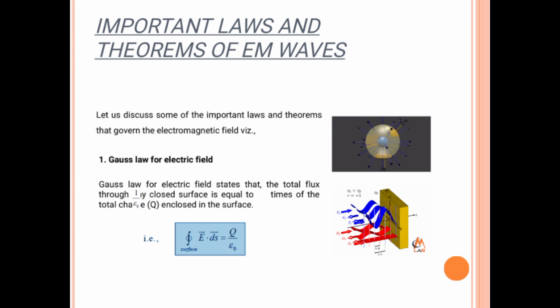Gauss law for electric field states that the total flux through a closed surface is equal to 1 by epsilon naught times the total charge q enclosed in the surface. That is, the closed surface integral of E dot ds is equal to q by epsilon naught. Here q is the total charge and 1 by epsilon naught is the proportionality factor for the flux. The figure shows a square-shaped closed surface in a material medium. The red and blue color lines indicate the magnetic field lines, showing how they penetrate into the material.